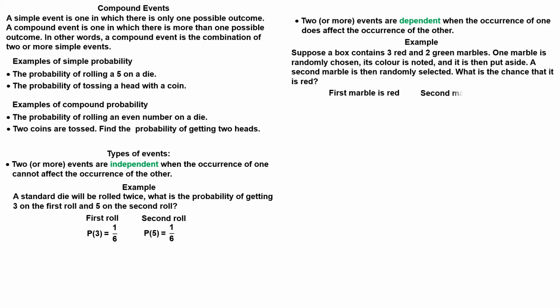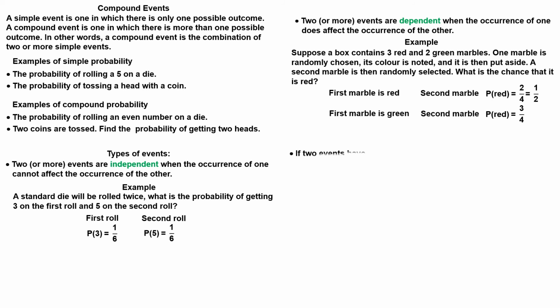The probability that the second marble is red is 2 over 4, 50%. But if the first time we select a green marble, there will be 4 marbles to choose from in the box, 1 green and 3 red. The probability that the second marble is red is 3 over 4. So, the probability of the second marble being red depends on what color the first marble was. We, therefore, have dependent events.